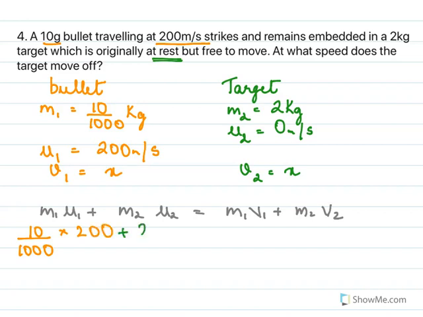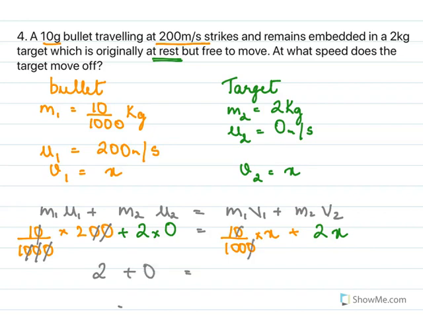And then for the target, the mass is 2, but the target was at rest, so the initial velocity is 0. On the right side, M1 is the bullet, so 10 over 1000, the final velocity of the bullet is x, plus the mass of the target, 2, and the final velocity of the target is also x, because both move together. So we go ahead and solve this. 1, 2, 1, 2, we cancel. 2 into 0 is 0. We cancel out the 1 here. So we get x over 100 plus 2x.